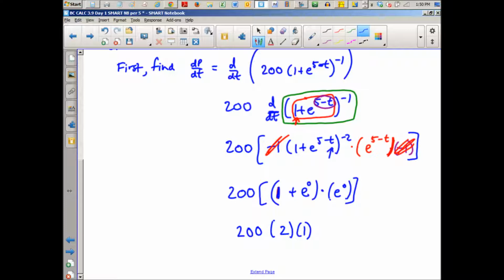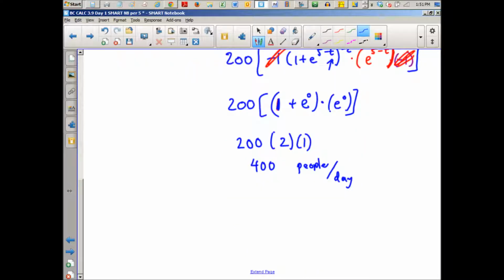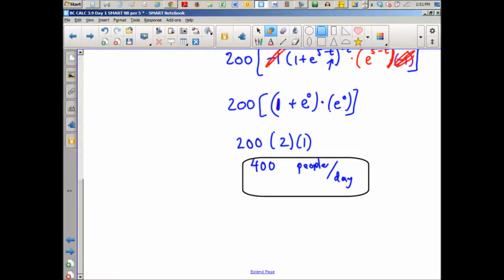So this gives me 200 times 2 times 1, which is 400. 400 what? 400 people per day. 400 people per day are being infected on the 5th day. That's pretty staggering. This all started with one person, but by the 5th day, 400 people per day were getting sick. So the population of sick people is increasing, but also the rate at which people are getting sick is increasing as well.